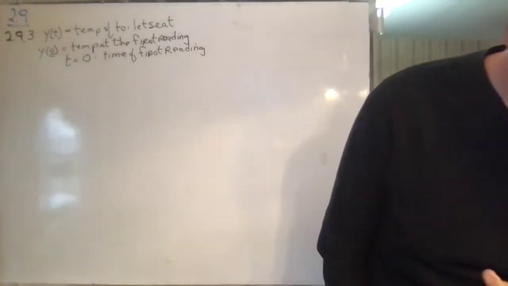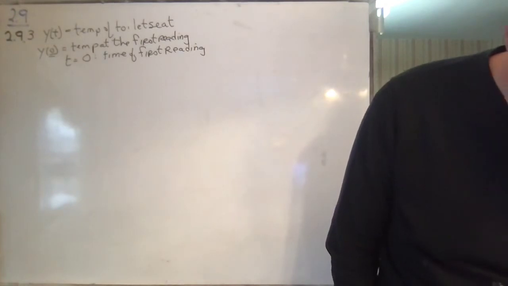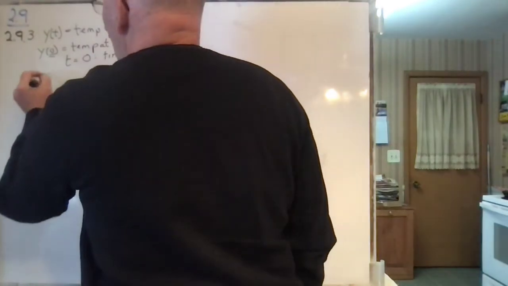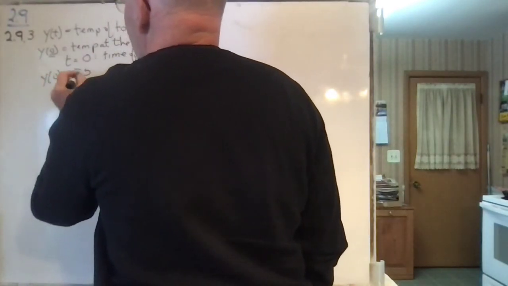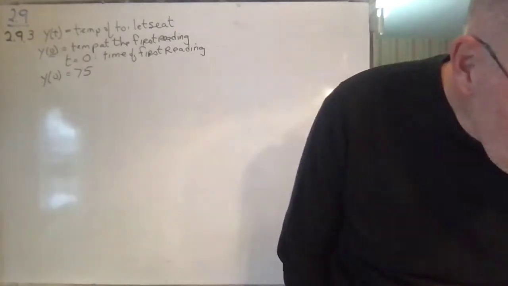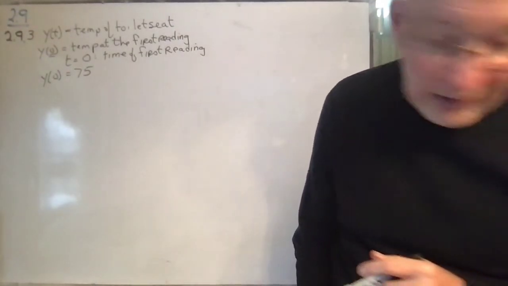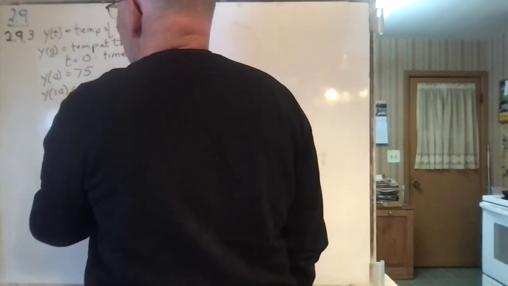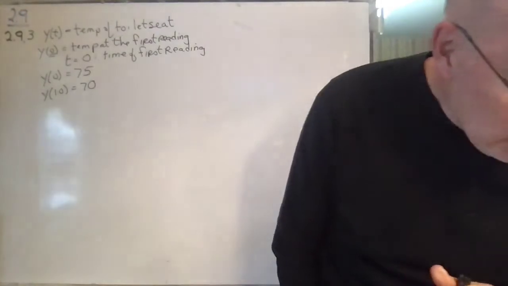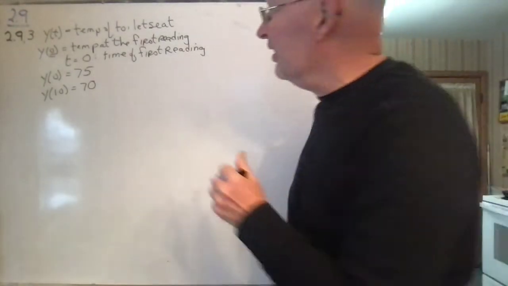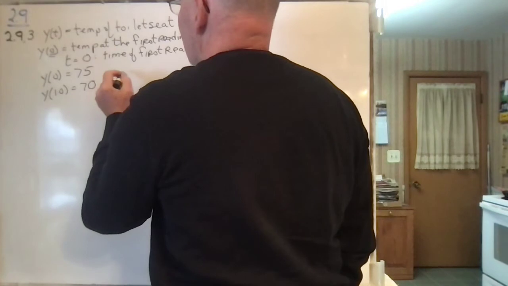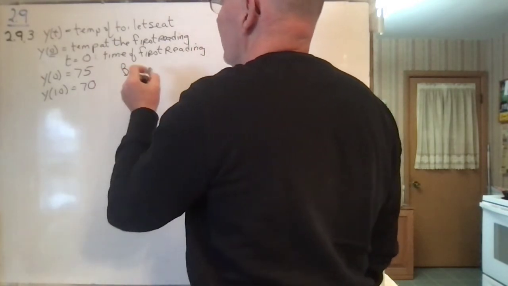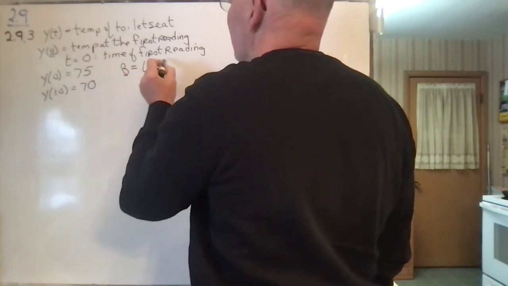Okay, so what happens? And found it to be 75 degrees. So you know that y of 0 is equal to 75. Ten minutes later, he measured again, and it had cooled to 70. So y of 10 is equal to 70 degrees. The temperature of the air in the house is 60. So let's let beta, remember, we use beta for the temperature of the surrounding medium, be 60. That's the temperature of the house.